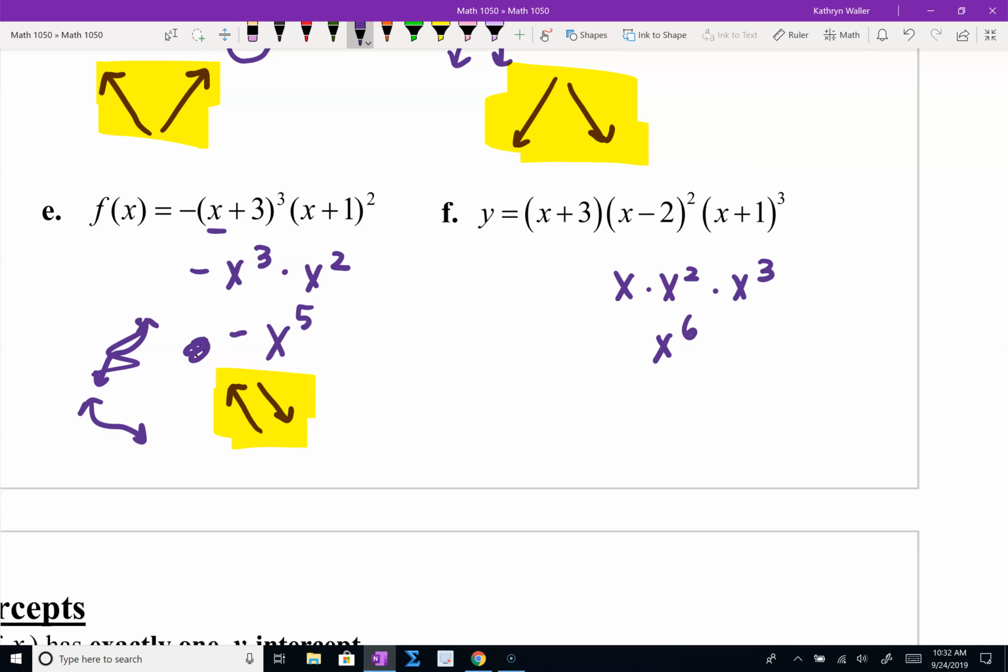I know that's a parabola. I don't have any negatives. So it's going to take on the shape of a parabola that opens up. So my arrows are left up, right up, and I'm done. Okay? Left up, right up. Good. And I'm done. Okay?